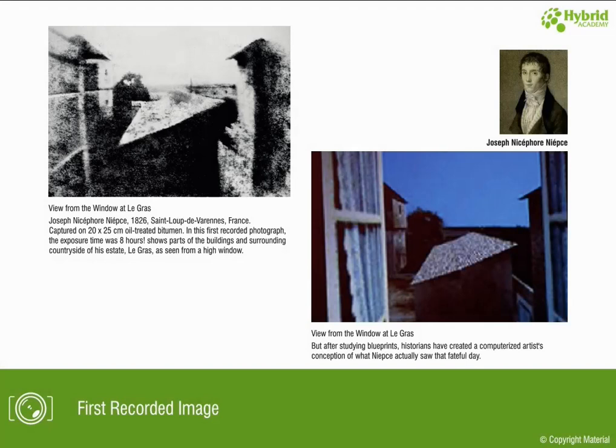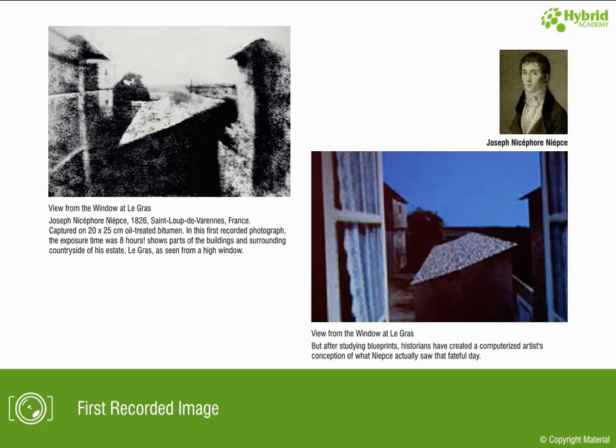Now let's see the first ever recorded image. The image visible on the left-hand side of the screen is the first ever recorded image. This was taken by Joseph Nicéphore Niépce of France from his window on a 20 by 25 centimeter oil-treated bitumen plate with almost 8 hours of exposure. This photograph shows parts of buildings and surrounding countryside of his estate.